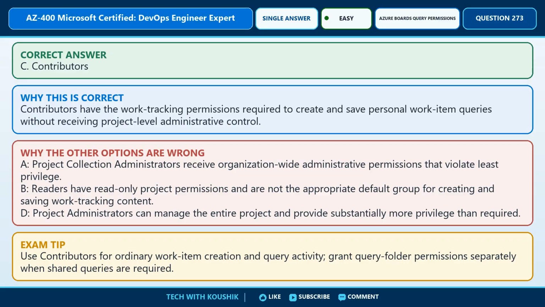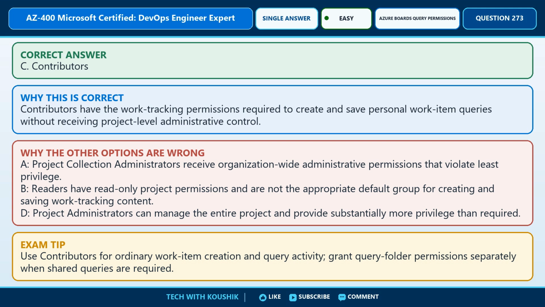The correct answer is Option C, Contributors. Here's why. Contributors have the work tracking permissions required to create and save personal work item queries without receiving project-level administrative control. Why are the other options not correct? A. Project Collection Administrators receive organization-wide administrative permissions that violate least privilege.